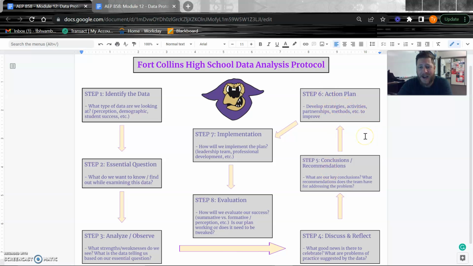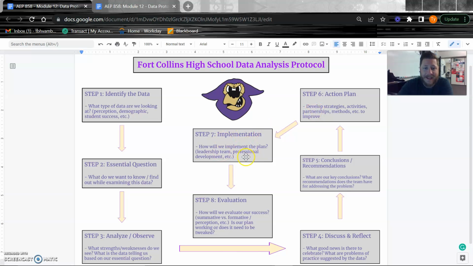Step six is an action plan. So developing strategies, activities, partnerships, methods, whatever course of action is going to be decided upon as being the best way to address a solution to that essential question or these problems that we have identified. Maybe it's having the whole staff engage in some sort of activity. Maybe it's partnering with a local organization to help improve attendance of a specific demographic. It can be a variety of different things.